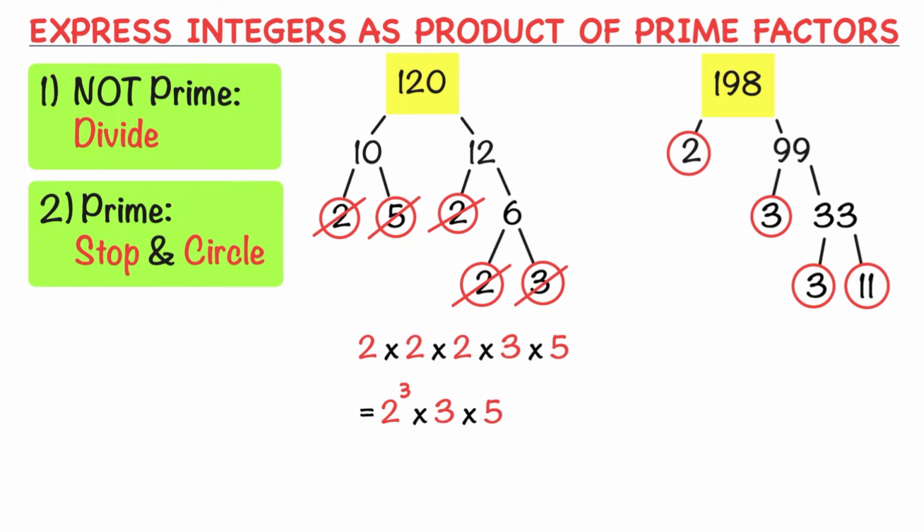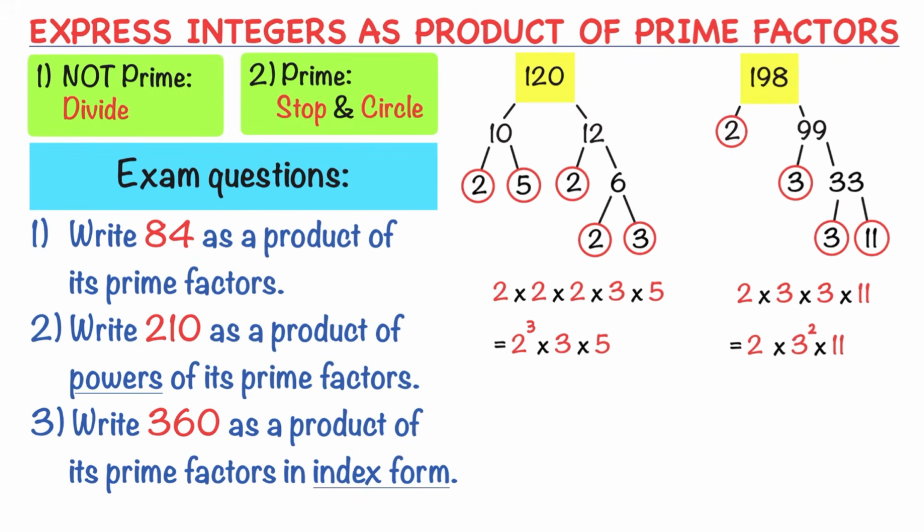So 198 can be written as 2 times 3 times 3 times 11 and simplified to 2 times 3 squared times 11. Again, you can check on your calculator to confirm it equals 198. Now it's your turn. Here are 3 GCSE exam style questions. Pause the video here and have a go. When you're ready, check the answers in the description below.